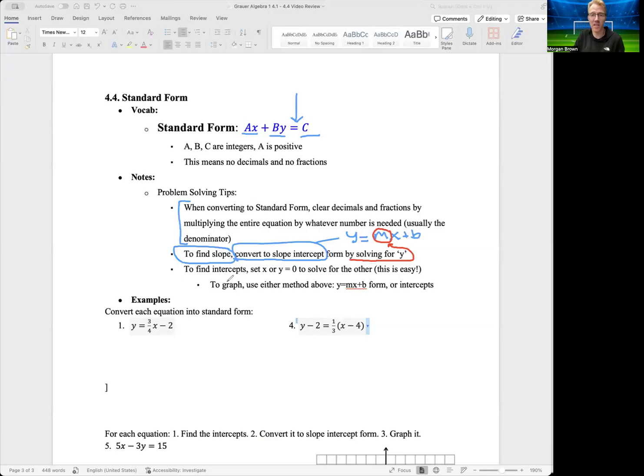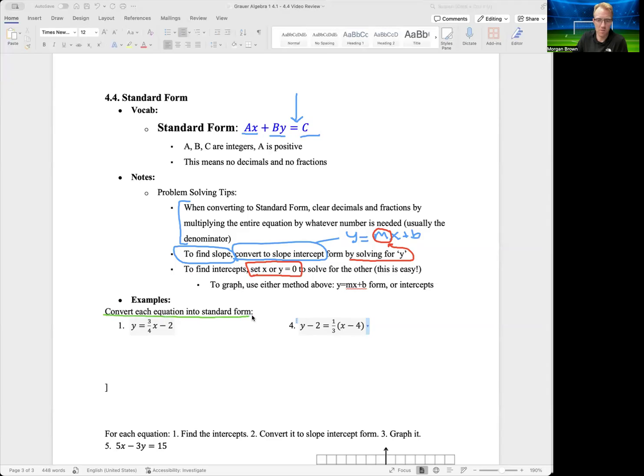Again, what if you need to find the x and y intercepts? It's the same thing we've been doing now for quite a while. If you set x to 0, you're getting the y-intercept. If you set y to 0, you're getting the x-intercept. So we'll do some practice with that as well. Let's jump straight into our first example. Convert it into standard form.